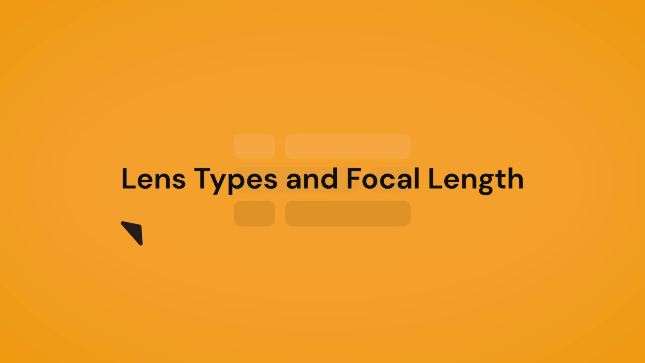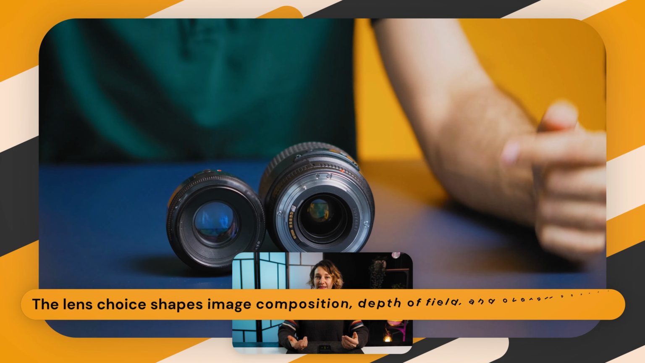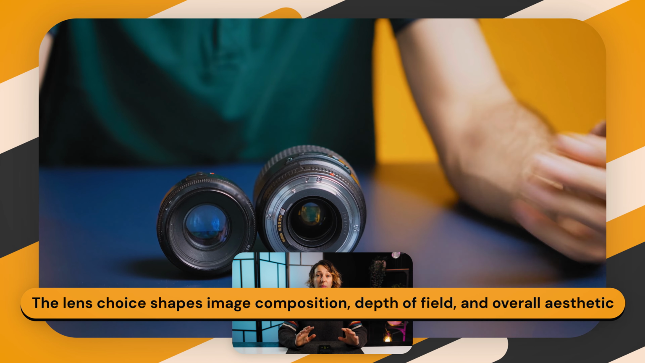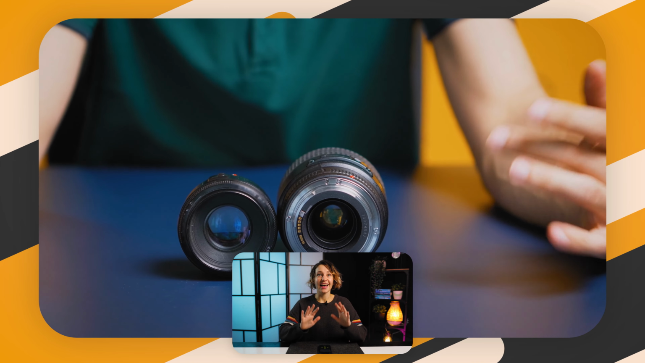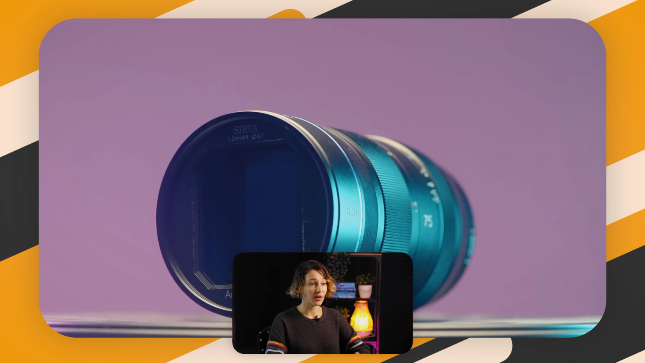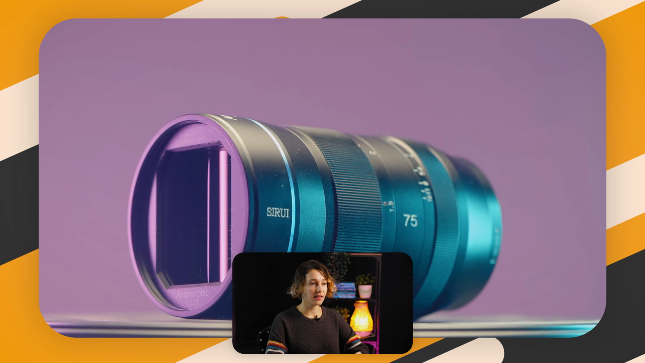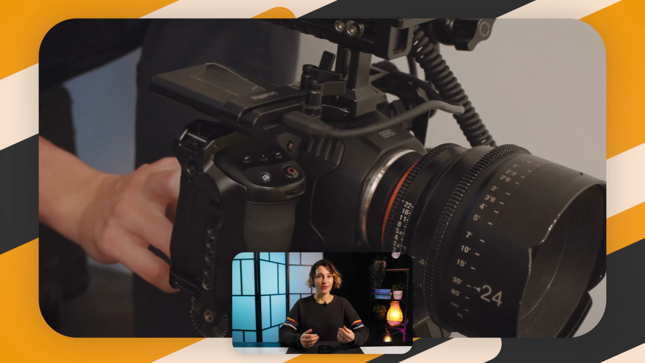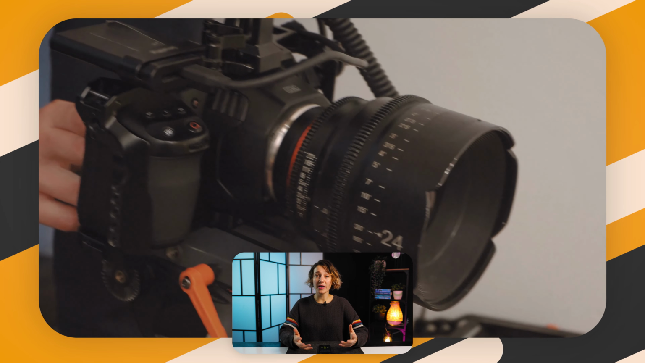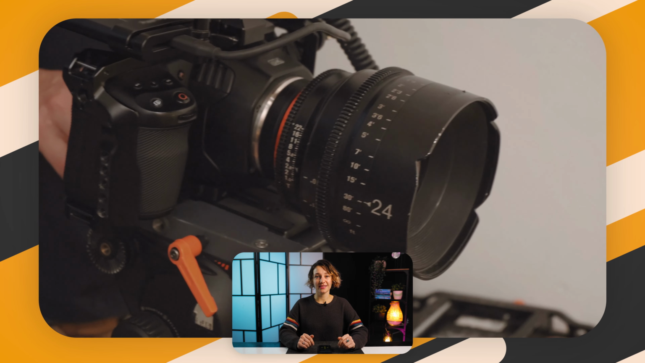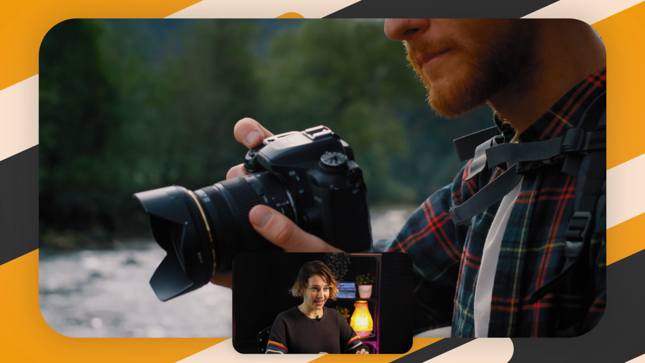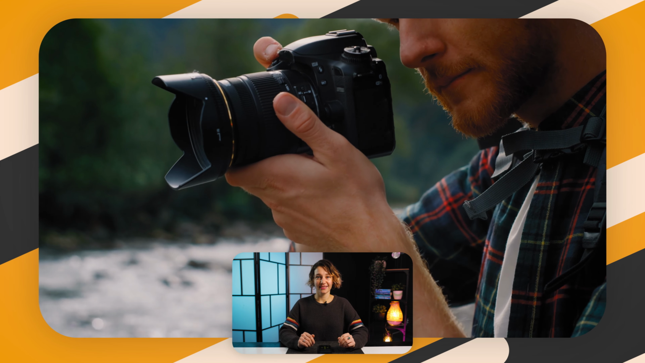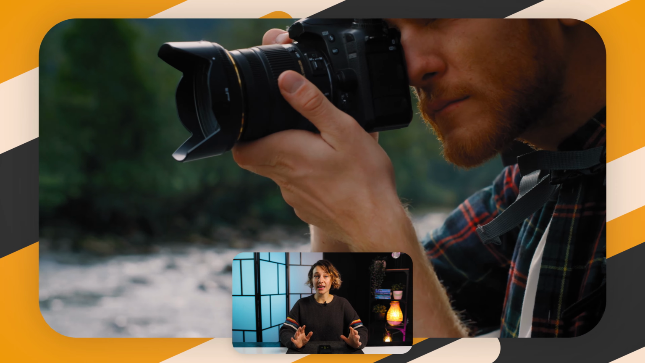Lens types and focal length. While sensors capture the image, lenses play a critical role in shaping the visual narrative. The choice of lens and its focal length determine the composition, depth of field, and overall aesthetic of the image. Prime lenses, with a fixed focal length, are favored for their sharpness and wide apertures, allowing for better performance in low light conditions. Zoom lenses, on the other hand, provide versatility by offering a range of focal lengths with a single lens.